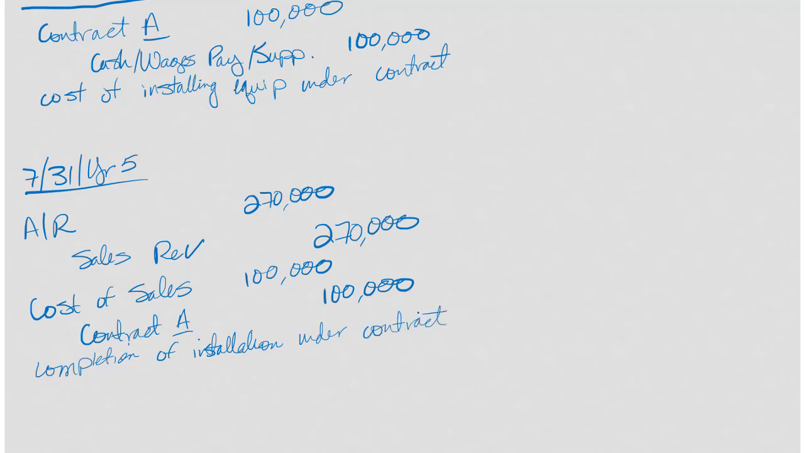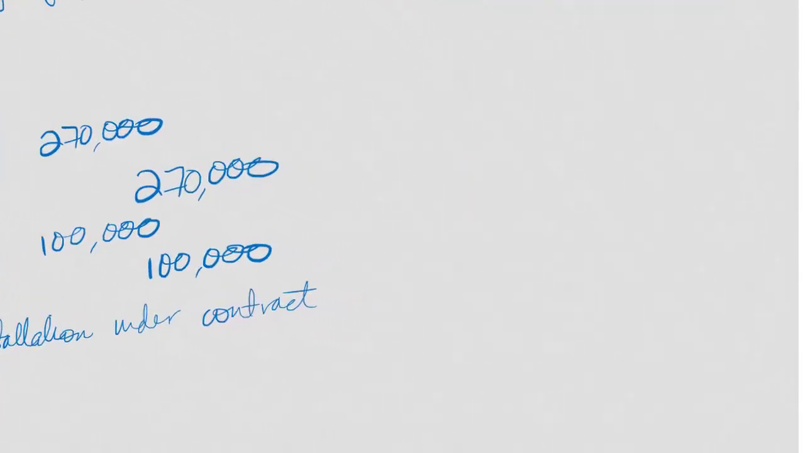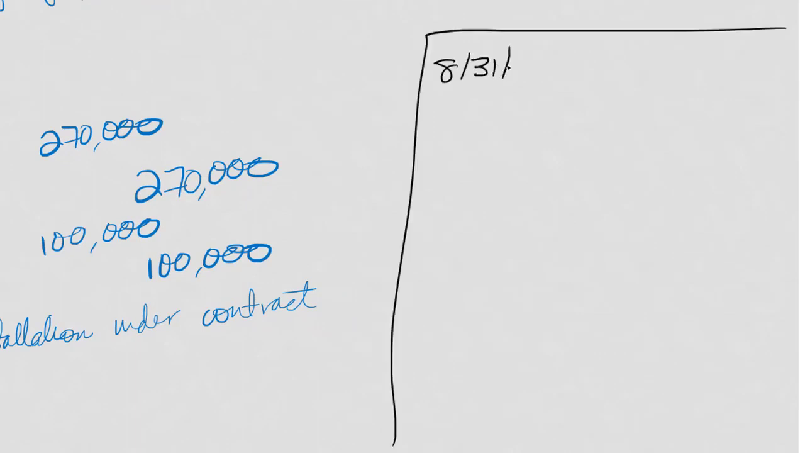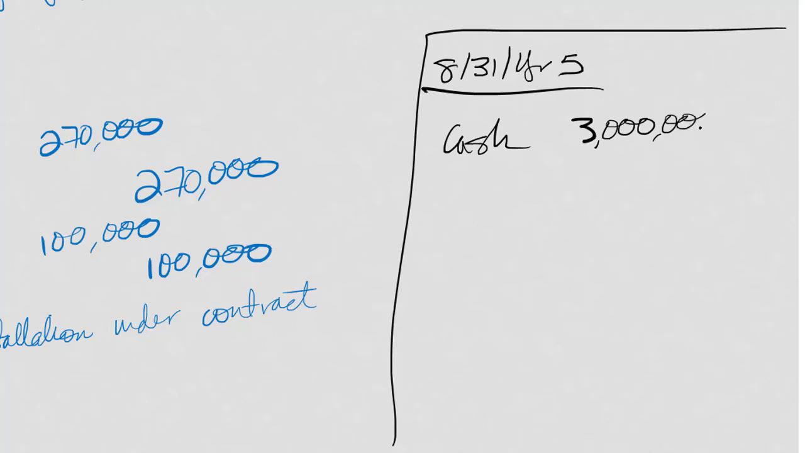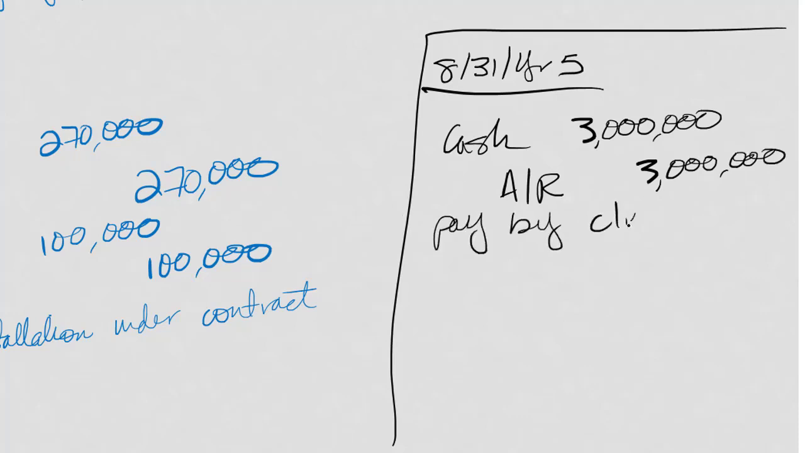Now that's really everything we have to recognize. We don't need to do anything else, but just to complete this, let's go ahead and show the last entry that will be involved. If everybody's happy, then on August 31st of year 5, 1 month later, we'll get the cash and clear out that accounts receivable. And then we're done. Everything's come together, all the revenue's been recognized, and we're good to go.